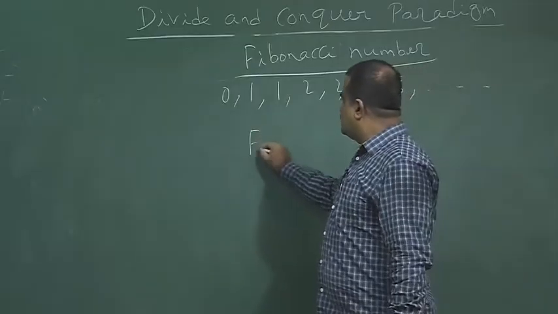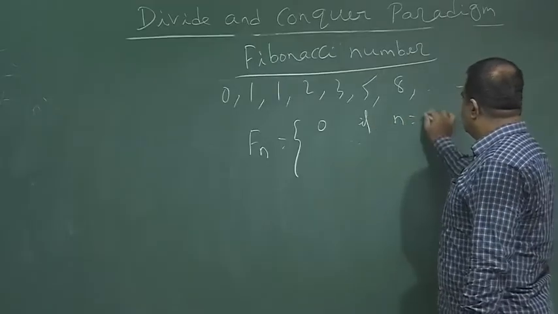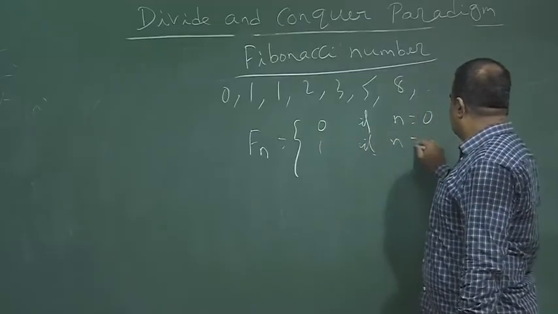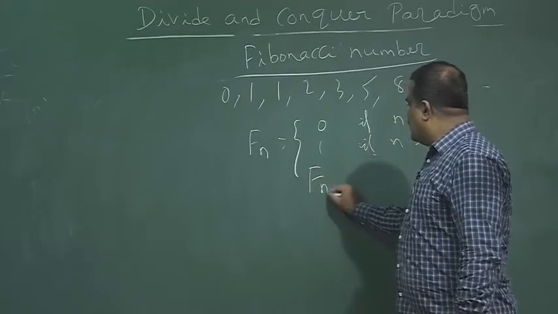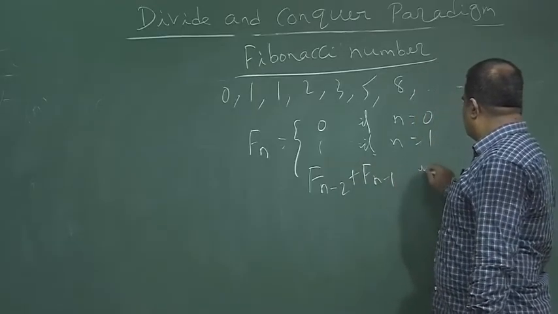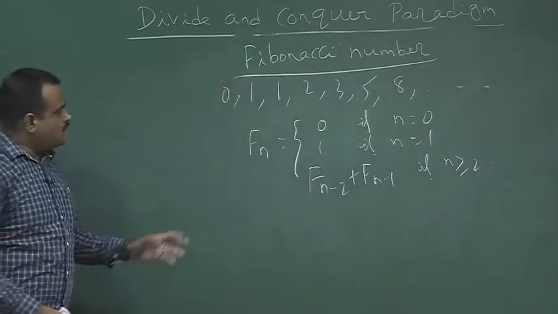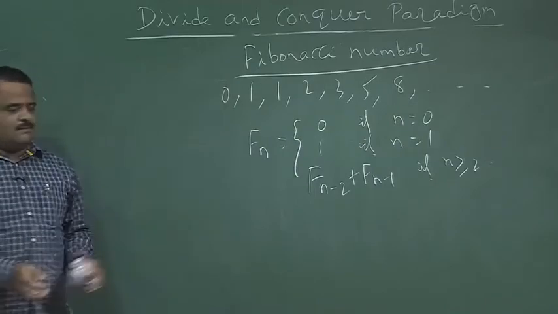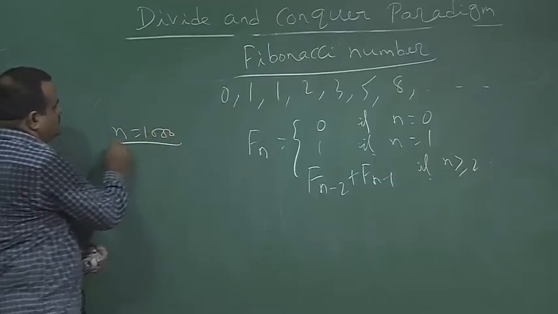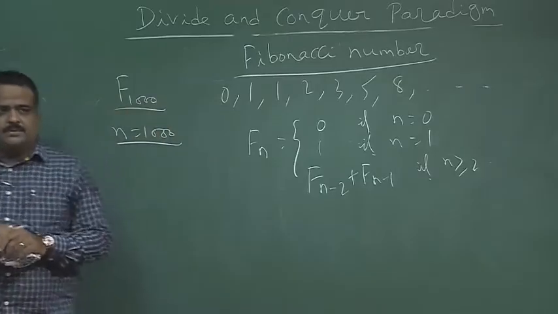So, the form is this: if n is 0, we have f0, 1 if n is 1, and other than this we have f(n minus 1) plus f(n minus 2), which is the recursive form of the Fibonacci number. Okay. So, now the question is how we can find the nth Fibonacci number. Say we want to find the thousandth Fibonacci number, f1000. How can we do that? That is the problem.